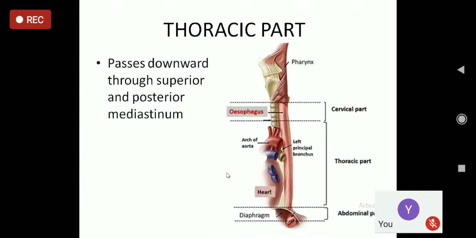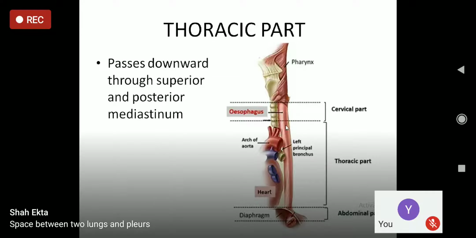Then we'll go for the thoracic part of esophagus. This is the cervical part, which we have already covered about its extension and relation. Then we'll go for the thoracic part of the esophagus, which is present within the mediastinum. Can anyone explain what is mediastinum? Define mediastinum. One of you, you can count on me. Why are you laughing? It is in between lungs. Space in between two lungs, or it is septum, actually, between two lungs, let's say.